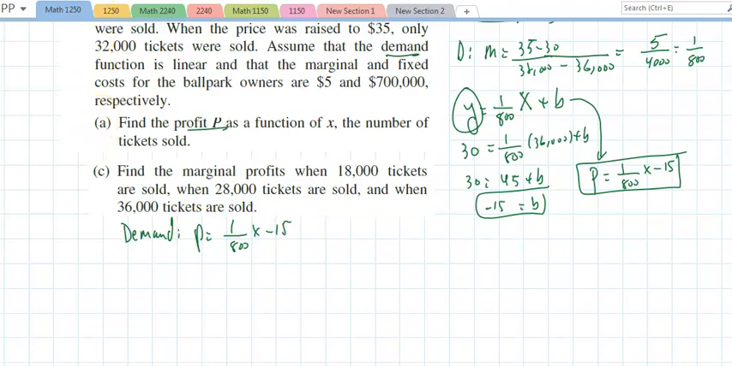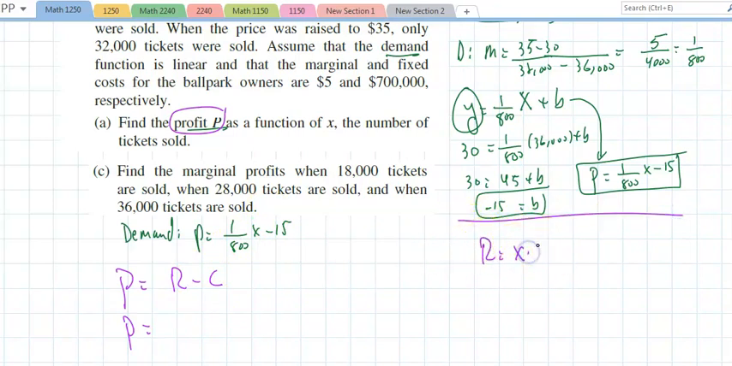When they say find the price or the profit, we know how to do profit. Profit is revenue minus cost. Well, let's talk about revenue. This is the demand function. How do you find the revenue? Revenue is x times the demand function. So that will be x times x over 800 minus 15, or simply x squared over 800 minus 15x.